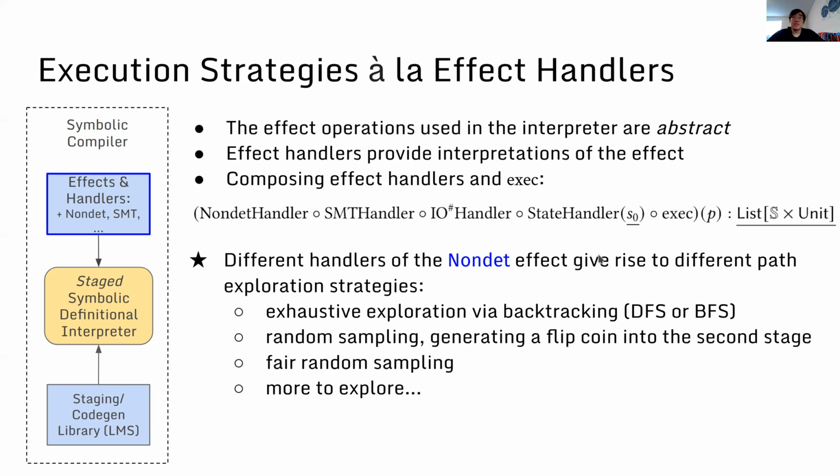More interestingly, because the handlers can access delimited continuations, we can use them to implement different execution strategies over paths, which are in fact different interpretations of the non-determinism effect. For example, in the paper we discuss exhaustive execution strategies that explore all branches via backtracking, which is the one you may expect and similar to a list monad, but it can also be DFS or BFS. The strategies can also randomly sample a subset of paths to explore by generating a coin flip into the second stage, and other more sophisticated heuristics are also feasible to implement using effect handlers.